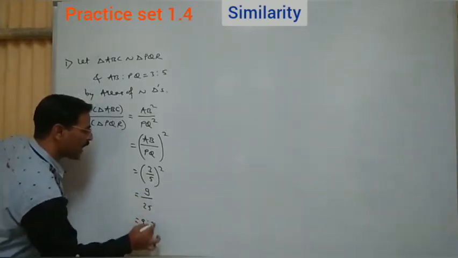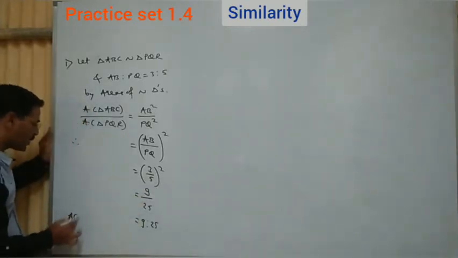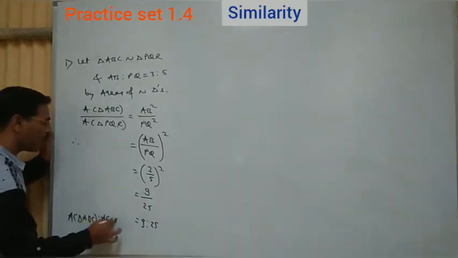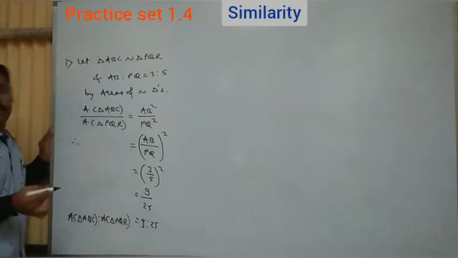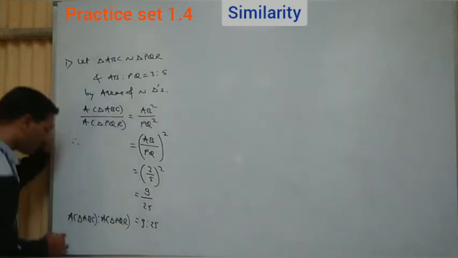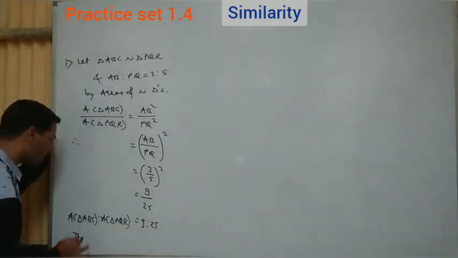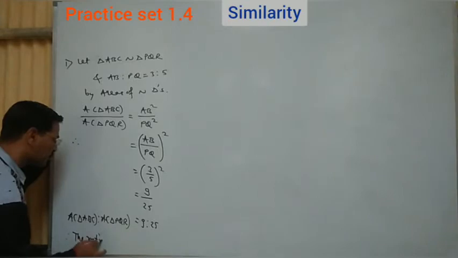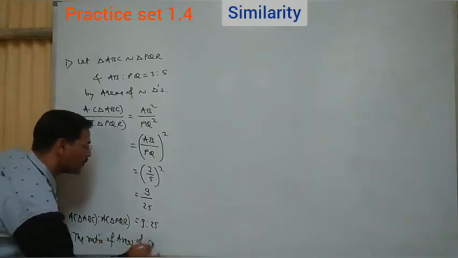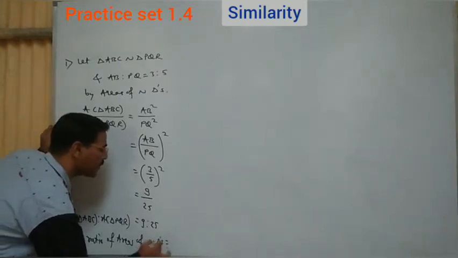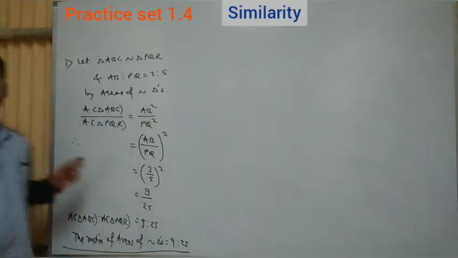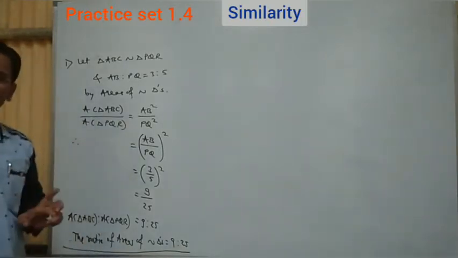So this 9 is to 25 is nothing but area of triangle ABC is to area of triangle PQR. But everything is our supposition, so write it in words. The ratio of areas of similar triangles is 9 is to 25. Always the final answer should be in words. Okay? Understand?